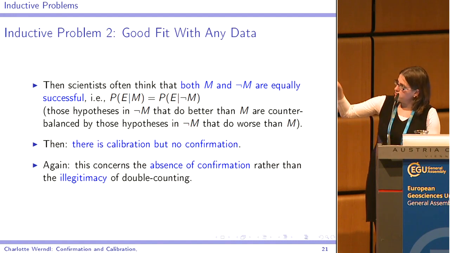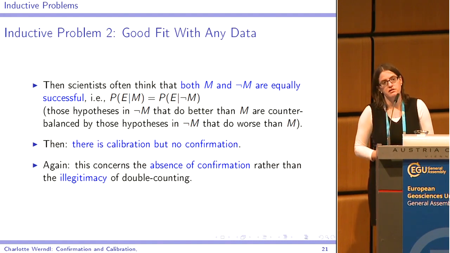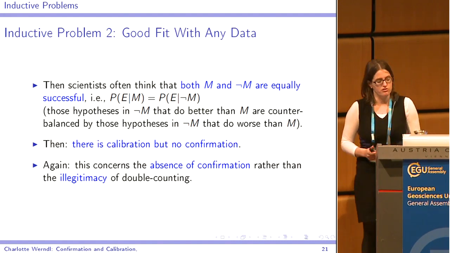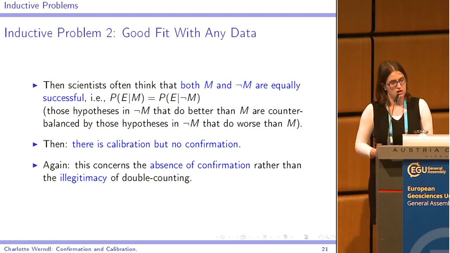But some philosophers, as well as climate scientists, conclude from this very case that in general double counting is illegitimate, and I don't think that's the right conclusion to draw. Because sometimes you have these cases where you don't want to say that there's confirmation, but in other cases you might well want to say that there is.